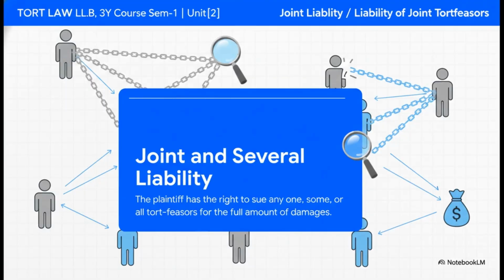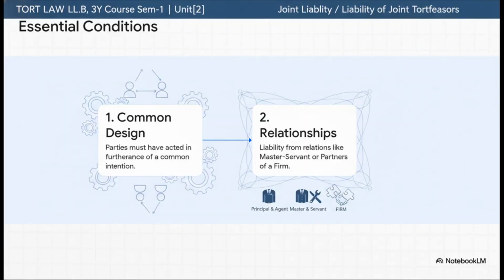The rule of joint and several liability states the injured plaintiff has the right to sue any one, some, or all of the tortfeasors for the full amount of damages. This principle is designed to protect the plaintiff, granting them the strategic advantage of choosing their defendant to ensure the highest probability of recovering full compensation. For joint liability to be established, there are 2 essential conditions.